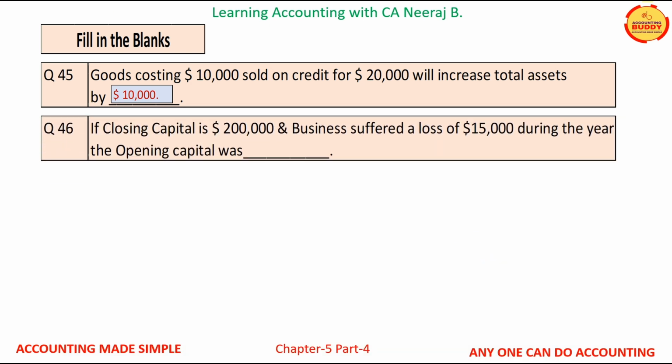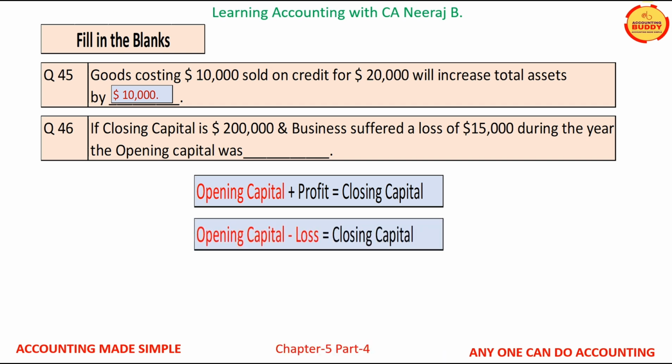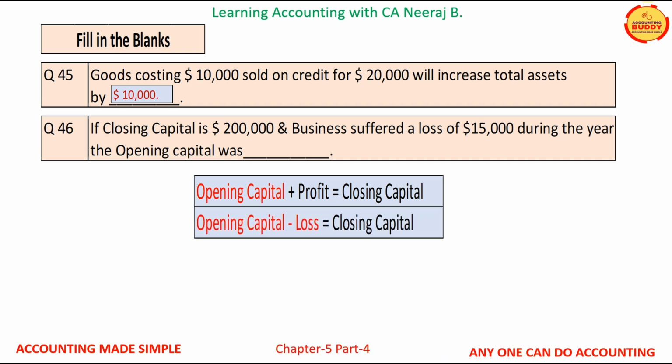Question number 46 on your screens is: if closing capital is $200,000 and the business suffered a loss of $15,000 during the year, the opening capital was dash. Now let us analyze this transaction. We know that opening capital plus profit is equal to closing capital, or in other words, opening capital minus loss is also equal to closing capital.